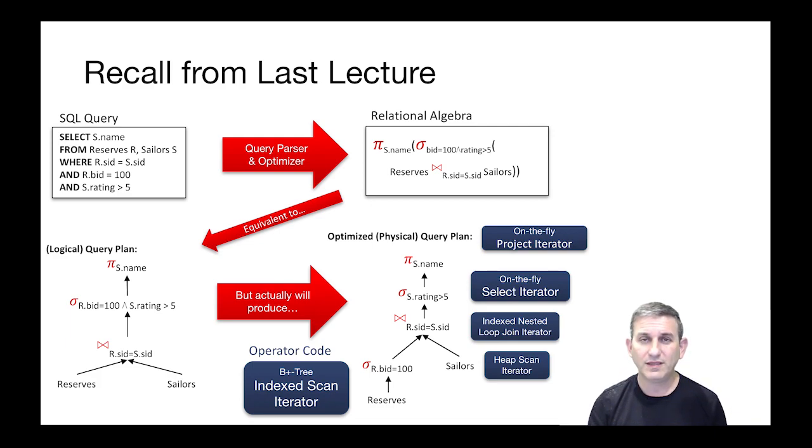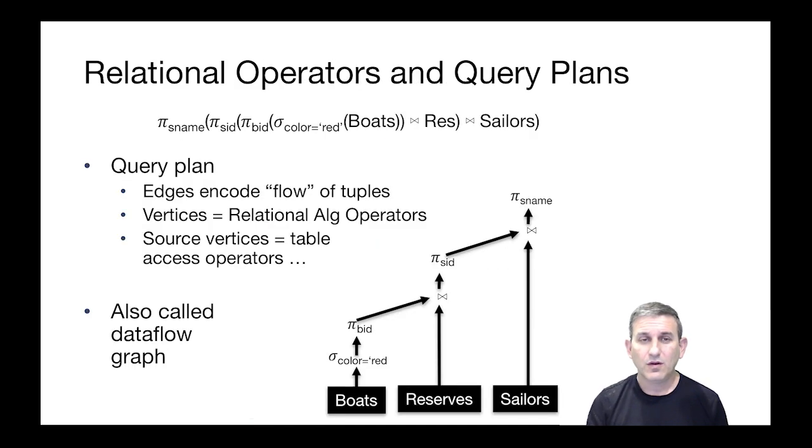So today we're going to learn more about these iterators, and we're going to learn about some specific iterators for joins. Now, given a relational algebra expression, we can think of it as a query plan in which the edges encode a flow of tuples to the vertices, which are relational algebra operators. The source vertices at the bottom are table access operators.